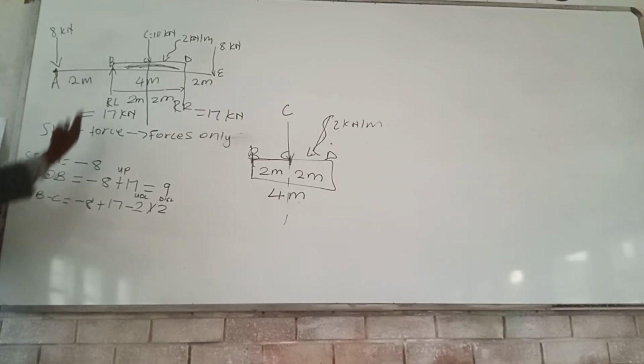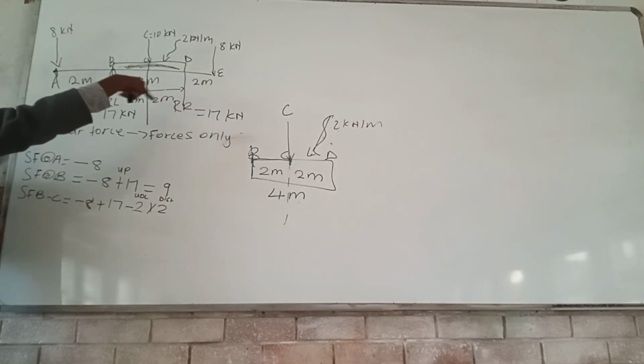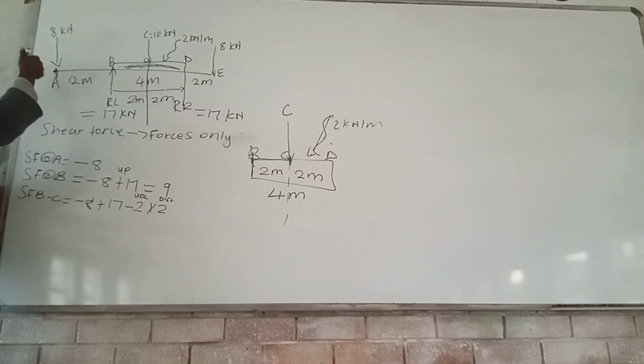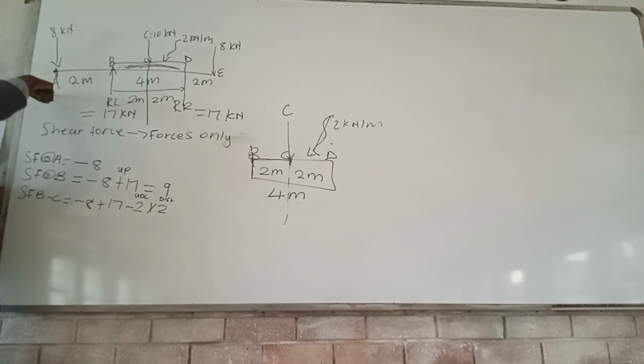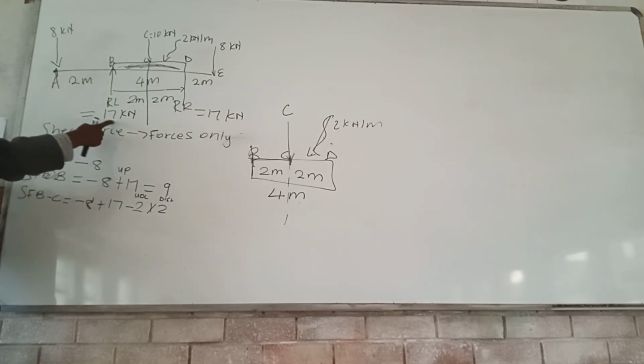Shear force at B, there's an upward force acting on B. For each and every shear force that you want here, you need to start where the beam starts. So we want the shear force at B, however, we're going to start here at A. So shear force at B is going to be -8 and then plus 17 kilonewton. It's plus because the RL is acting upwards, okay? So an upward force we add. So we got +9 again.